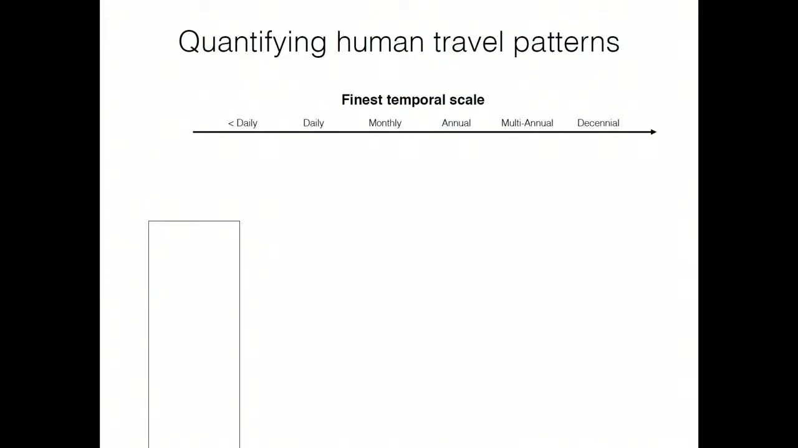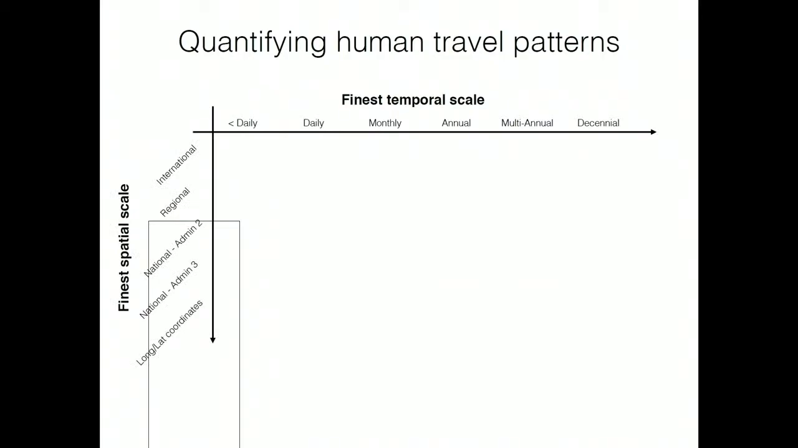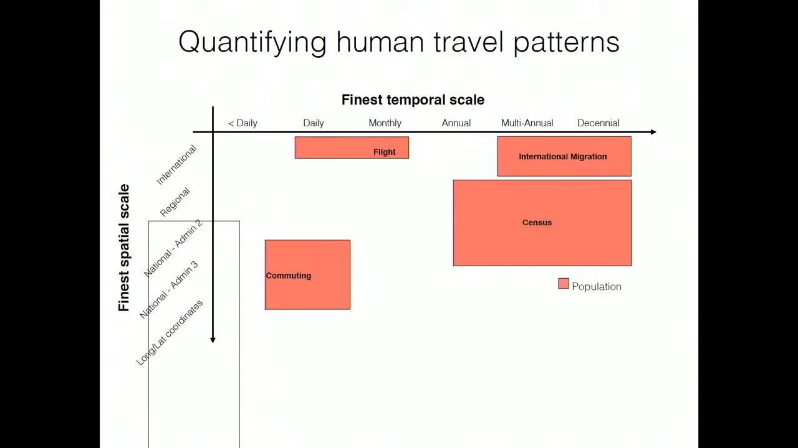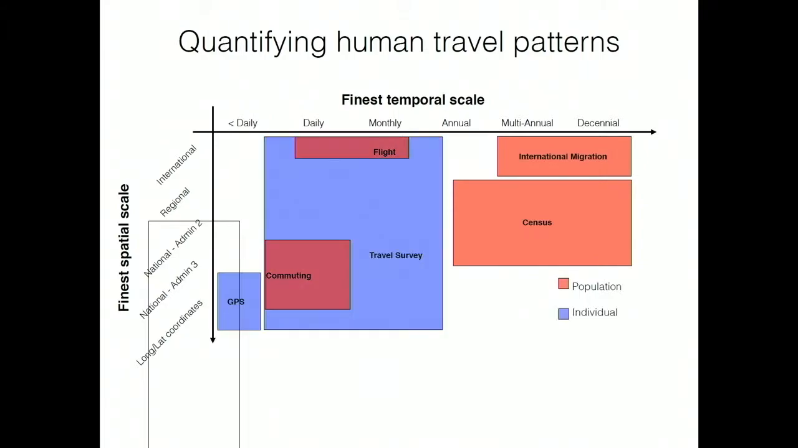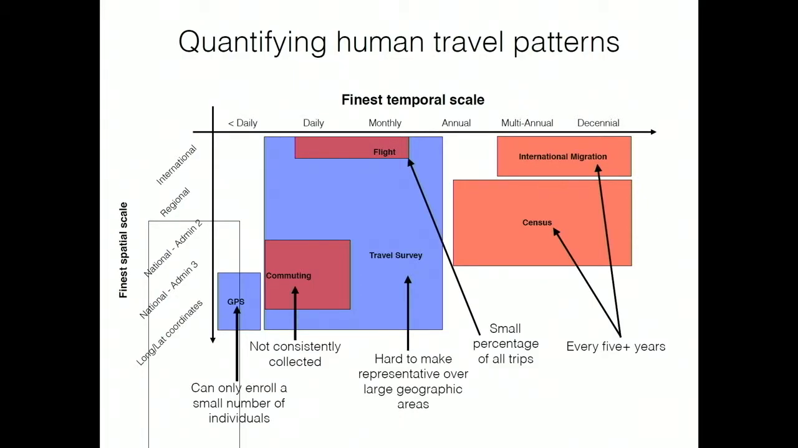And so there's lots and lots of different ways that you can quantify human travel patterns on different spatial and temporal scales. There's a lot of population-based data sets like international flight data, migration data, or census data. You can also do individual level data like travel surveys or GPS loggers. And all these different kinds of data sets will sort of cover the temporal and spatial scales that you're trying to get at. But as with all data, there's always going to be lots of biases and lots of issues.